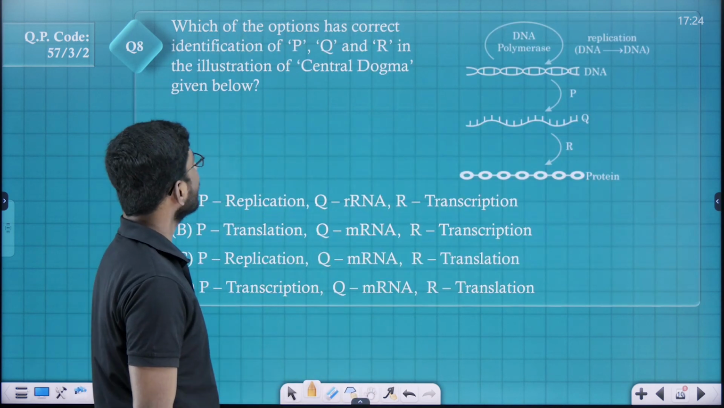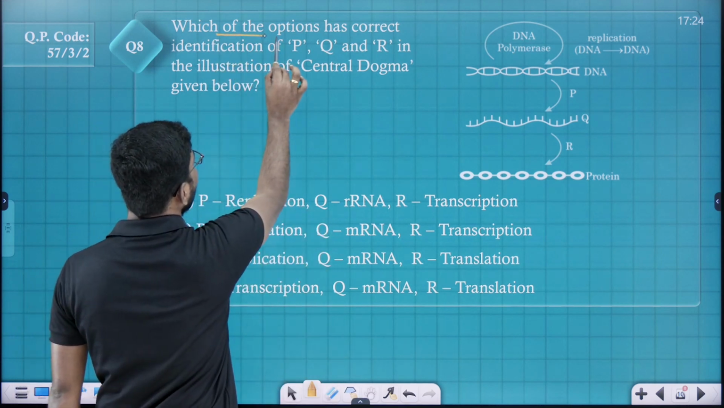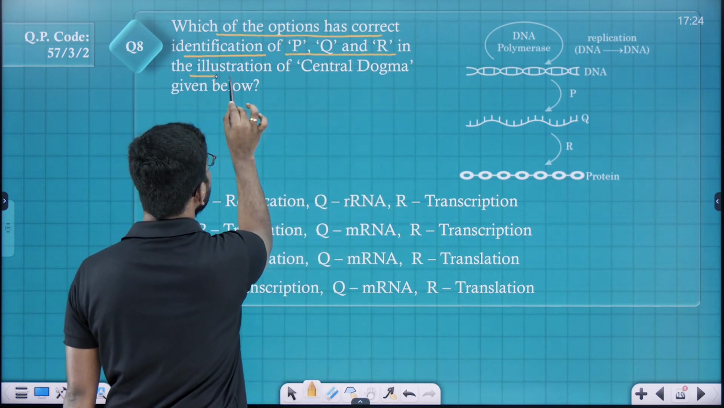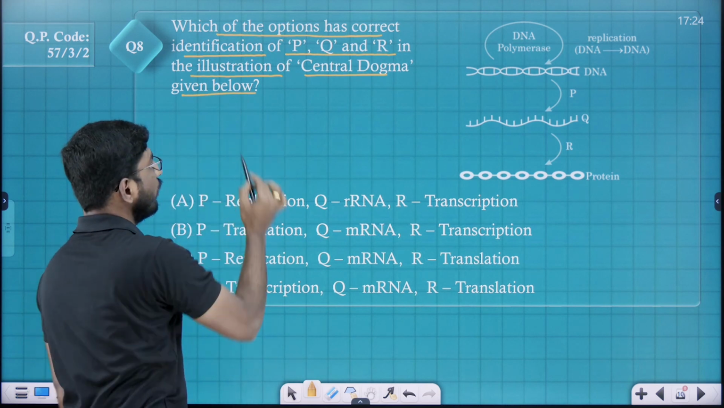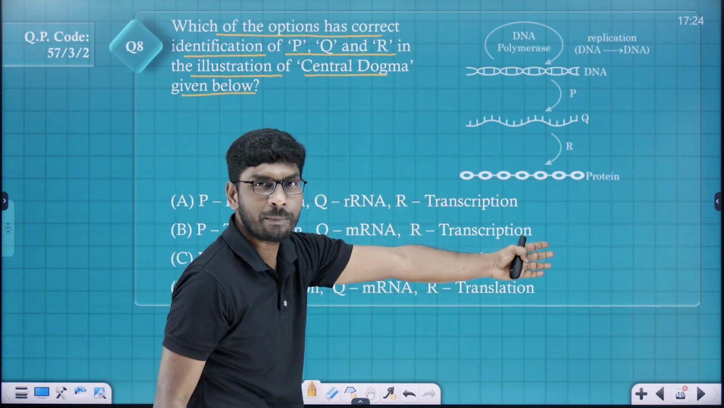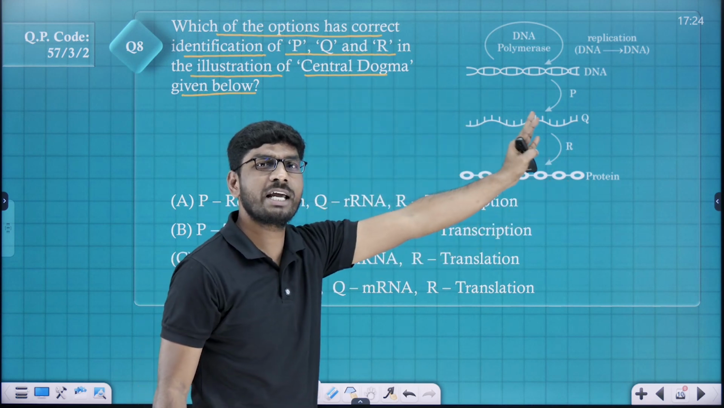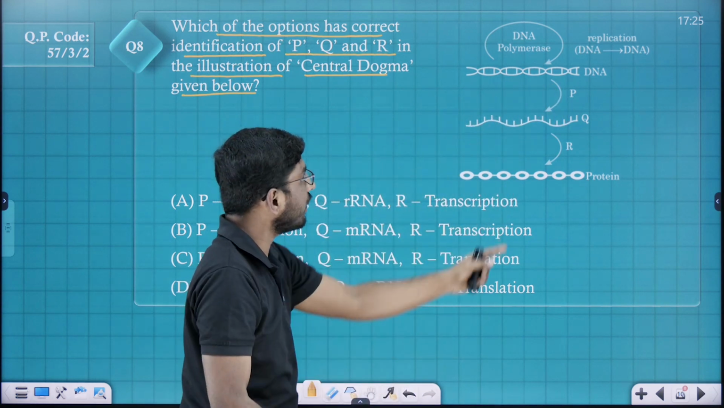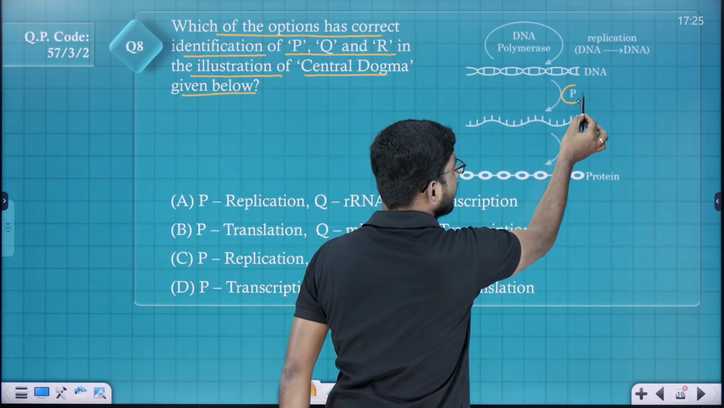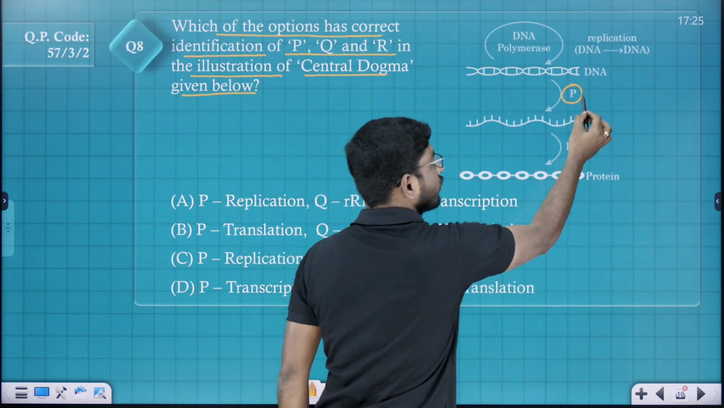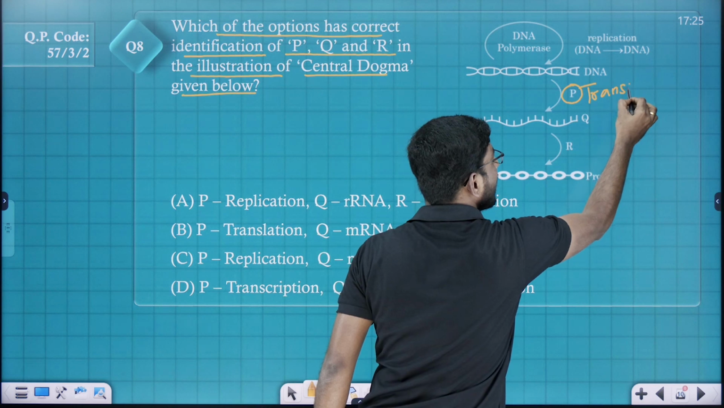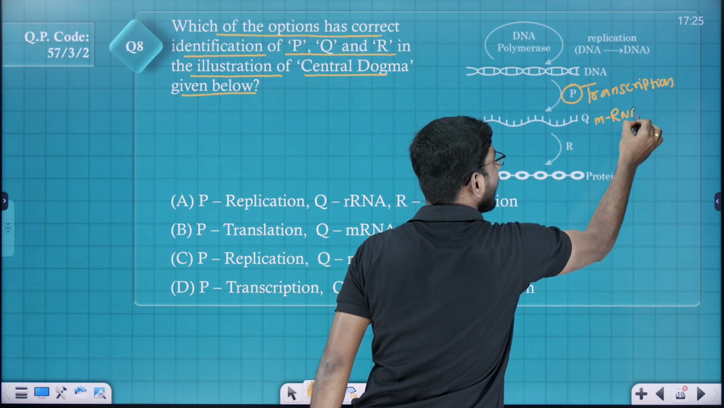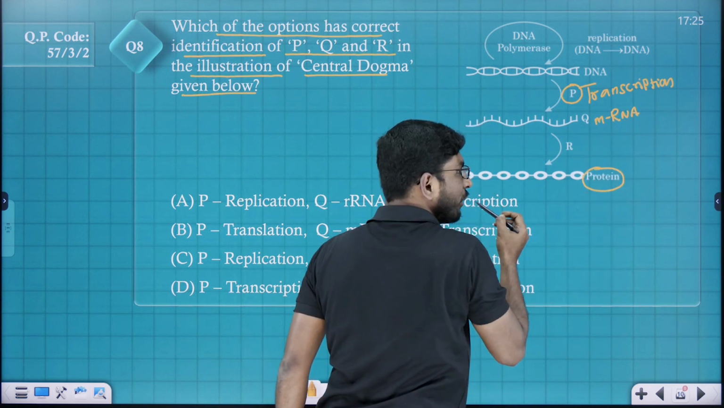Question number 8. Which of the options has the correct identification of P, Q, R in the illustration of the central dogma given below? The central dogma is given here. Very simple. Any student can answer this one. From DNA to DNA, it is called DNA replication. And from DNA to mRNA, what is this P called? Transcription. This process is called transcription. Next, here Q is what? Directly I'm writing mRNA. And mRNA undergoes a process to form a protein. What is this process called?